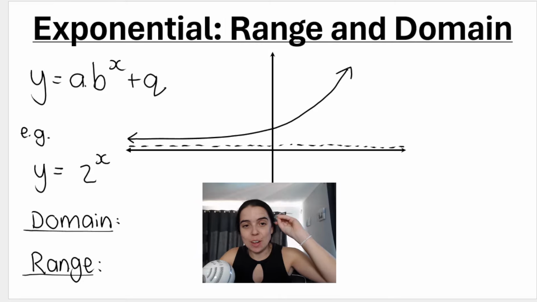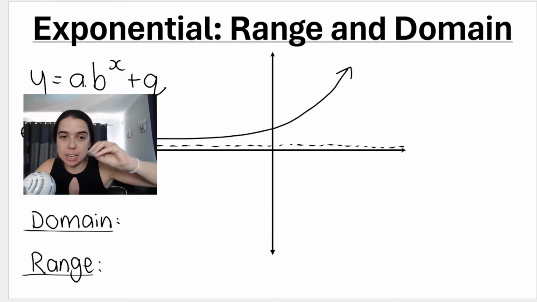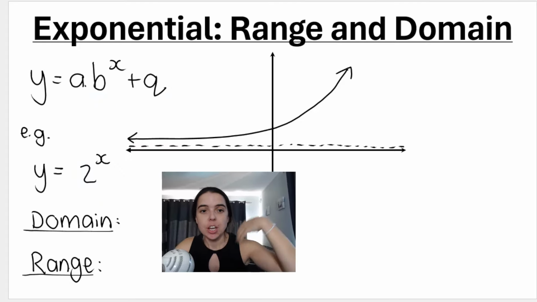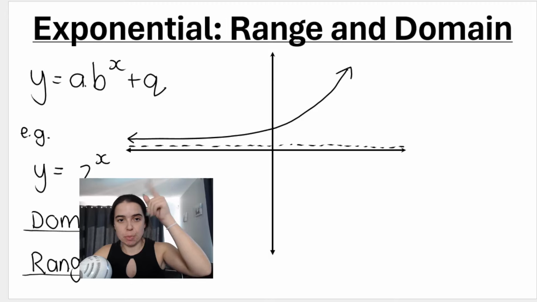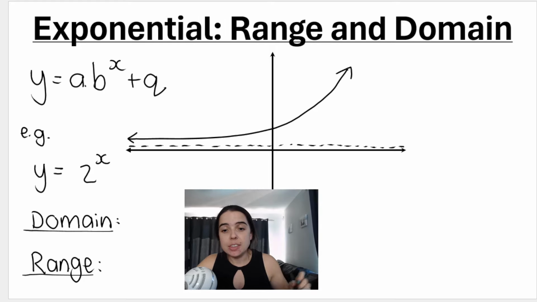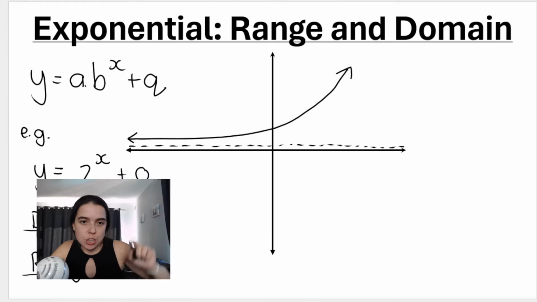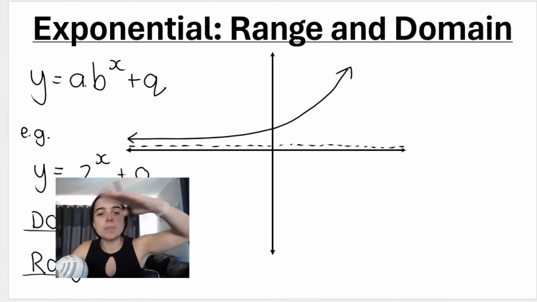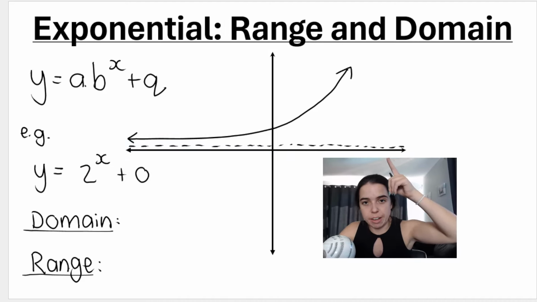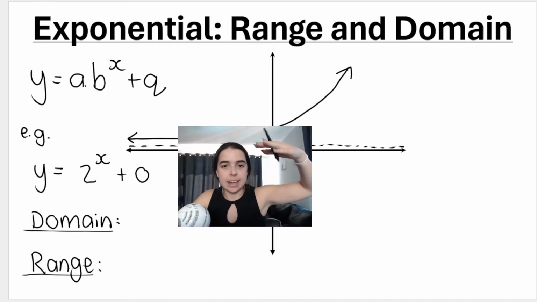The exponential function, this is the equation for the exponential function. Q is once again a horizontal asymptote. So in this example, let's say, for example, this graph is y equals 2 to the power of x. We can see that the q value is plus 0, which is why it's not shown here. So my q value is plus 0, which means my horizontal asymptote is where y is equal to 0, this dotted line over here, which is basically the x-axis.